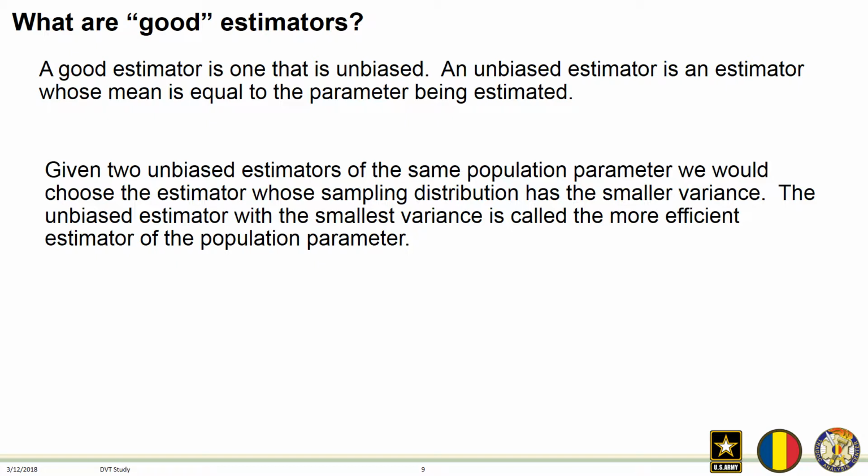I've used the term good a few times through here, a good estimator, so it's probably a good idea to define what we mean by good. A good estimator is one that is unbiased, and by unbiased we mean that the expected value of that estimator is equal to the parameter being estimated. If you happen to have two good estimators, then we like to take the one that has the smaller variance.